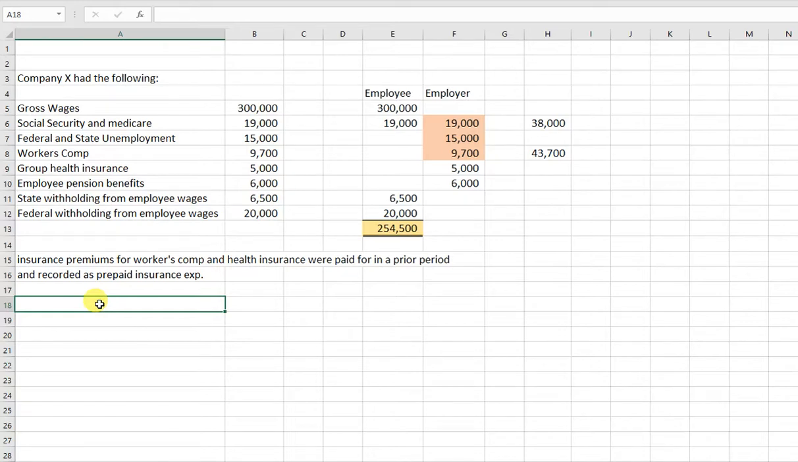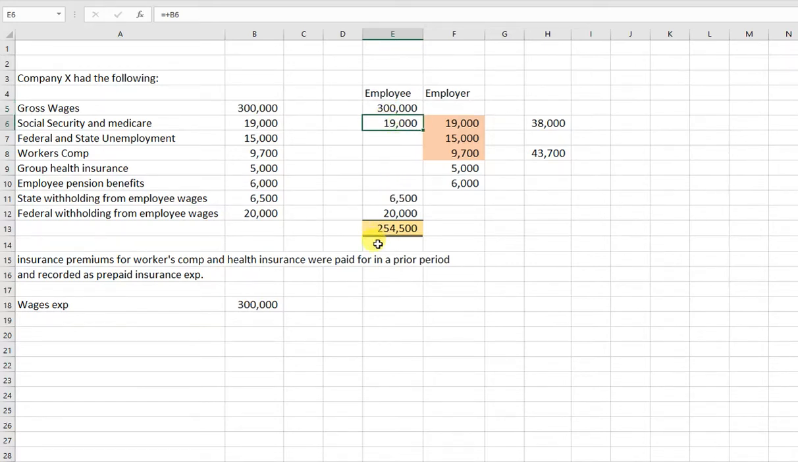So here's my journal entry. The first one I'm going to do is for the employee wages. So I'm going to debit wages expense. Wages expense is always gross. Okay, so think of it this way. This is how much the employee earned, but this is who gets the cash. So I'm going to have a payable for each one of these things on who gets the cash.